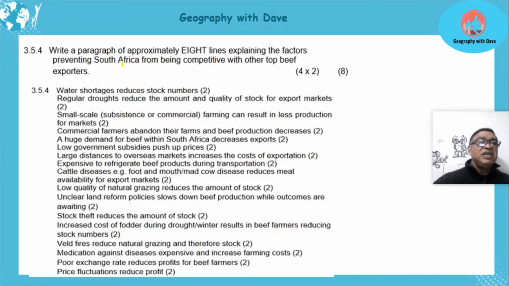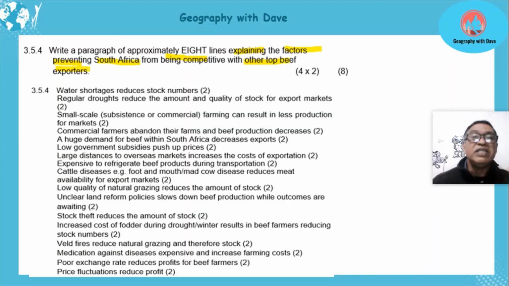Then the next question: write a paragraph of approximately 8 lines. And once again, I'm saying it's about 8 lines. It can be more or less depending on the size of your writing. Some of your writing is so big, you can use remote sensing and get identified from outer space. So you'll use more lines. 8 lines explaining factors preventing South Africa from being competitive with other top beef exporters.